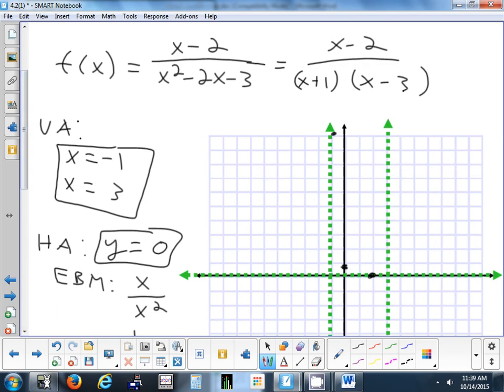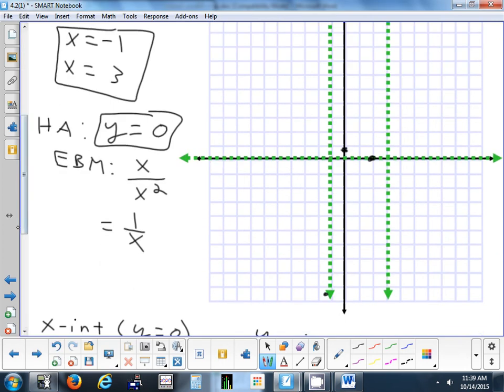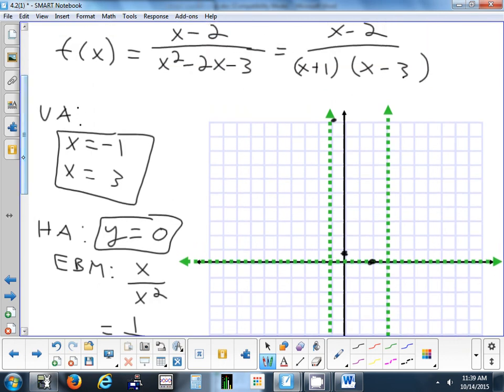Now I'll check on my other asymptote, it's at 3. So I'll check a value just to the left of that, like 2.9. Right, we're heading towards negative infinity. And then check a value just to the right of 3, like 3.001. And we're going towards positive infinity.